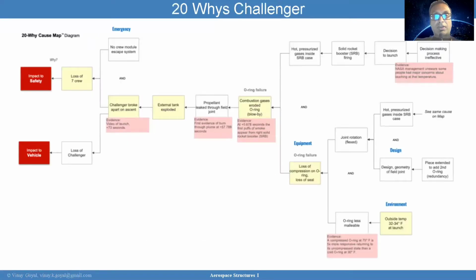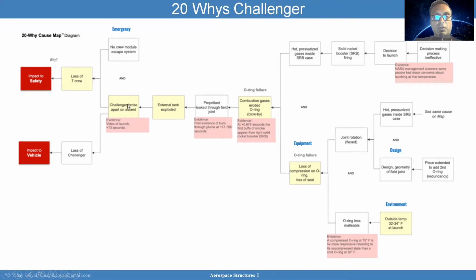Here's a 20 whys Challenger investigation, and this is a very interesting map. You had a failure event and you're asking yourself, what happened? We had the loss of the crew, so there was impact to safety and impact to the vehicle. We have the loss of the Challenger and loss of the crew. So you could go back and start asking those questions. What happened here? The loss of the crew: well, we didn't have a crew module escape system. But you also had the issue that the Challenger broke apart.